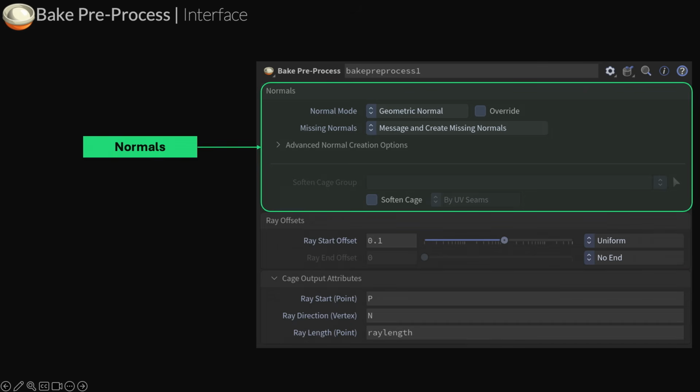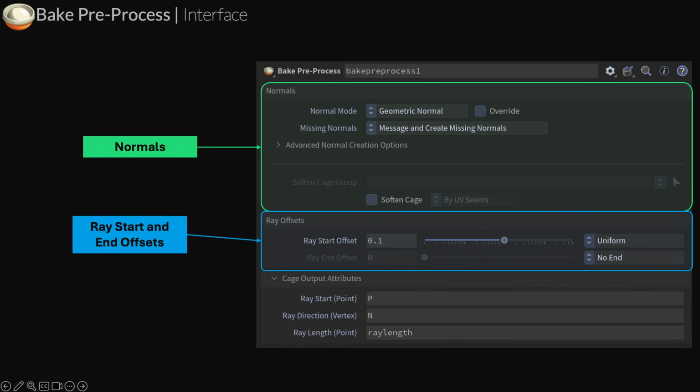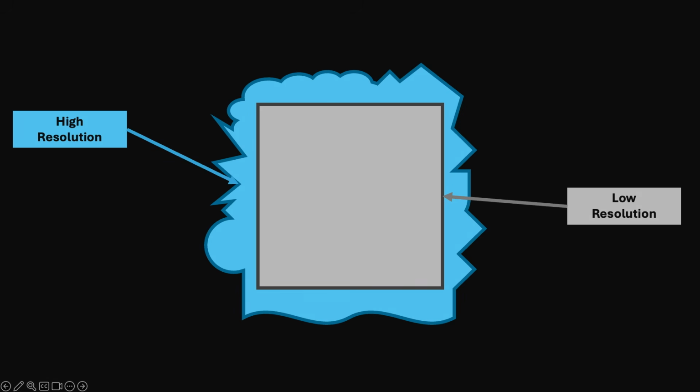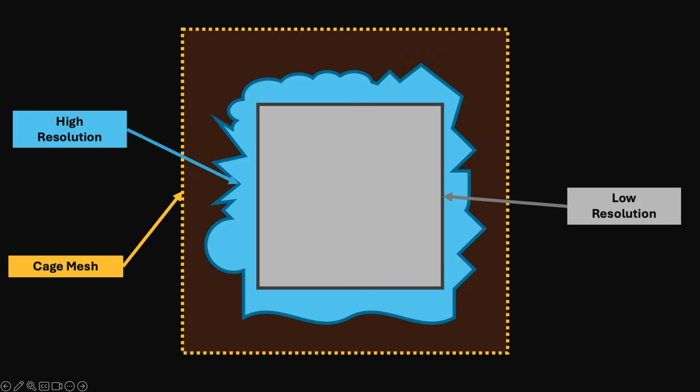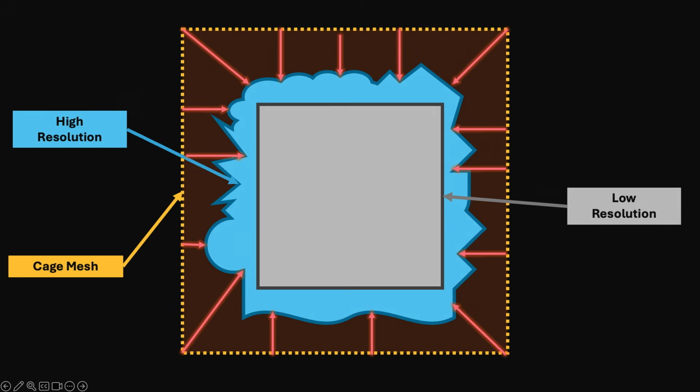Going back, we have our ray start and ray end offsets. So ray start is your cage, and then ray end offset is how far the rays will travel past your low res. By default, we have no ray end offset though, so we have infinitely traveling rays. So let's have a look visually at what that actually looks like. We have our low resolution, and then our high resolution with lots of detail. So we expand outwards as our copy of our low res, and this is our cage, which fully encapsulates our high res. Then we fire backwards towards the high, like what we covered earlier.